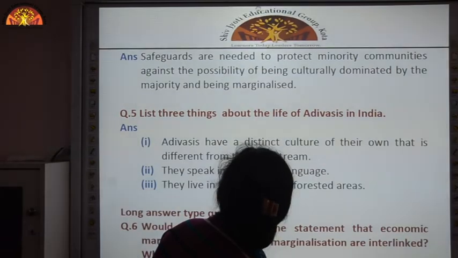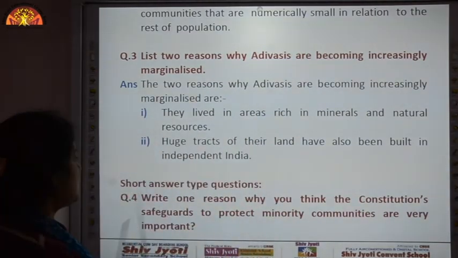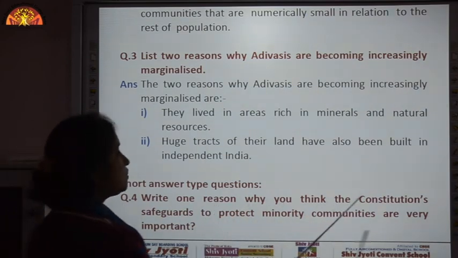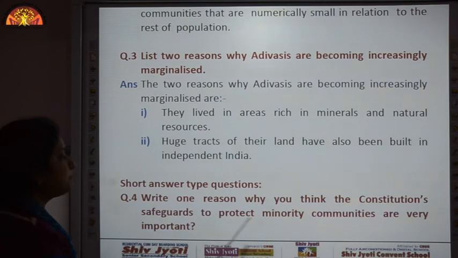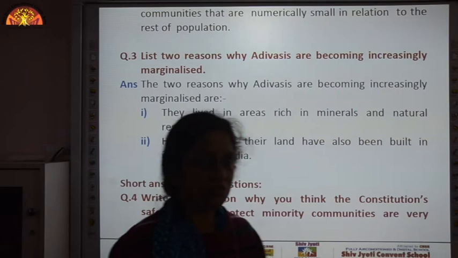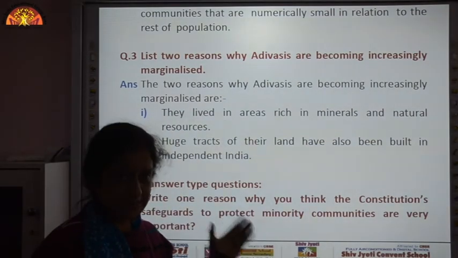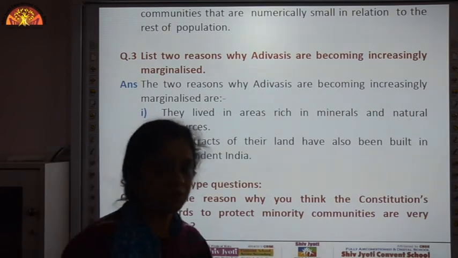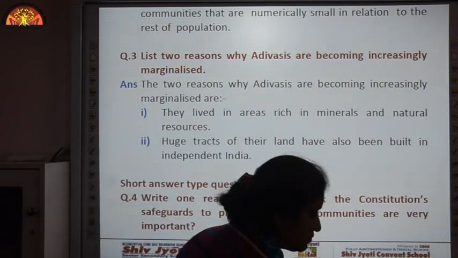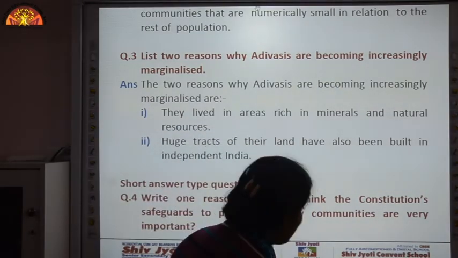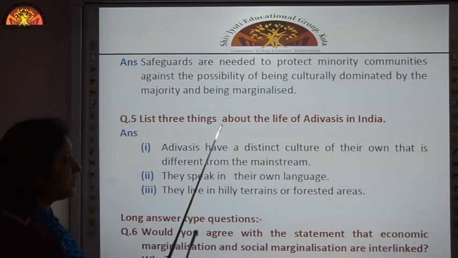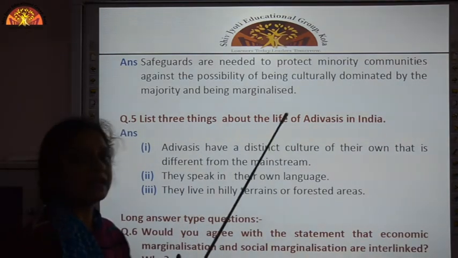Question number 4. Short answer type question. Write one reason why you think the Constitution's safeguards to protect minority communities are very important. Student, first of all, I would like to tell you that our government has given some safeguards to the minority groups to protect them from the domination of a majority group. That is very good work done by our government to keep them safe and not to make them feel neglected.